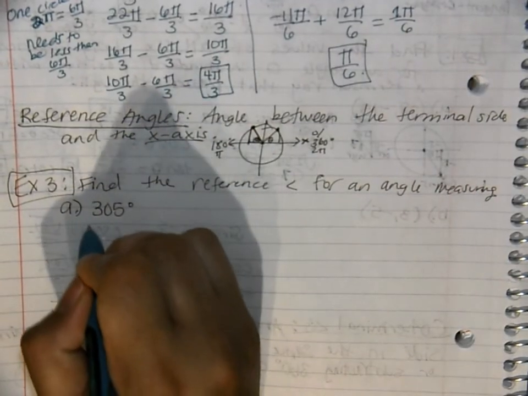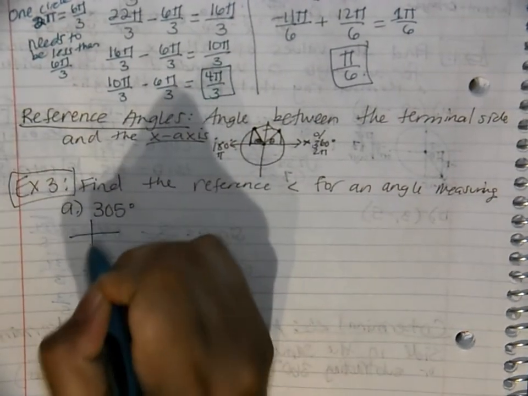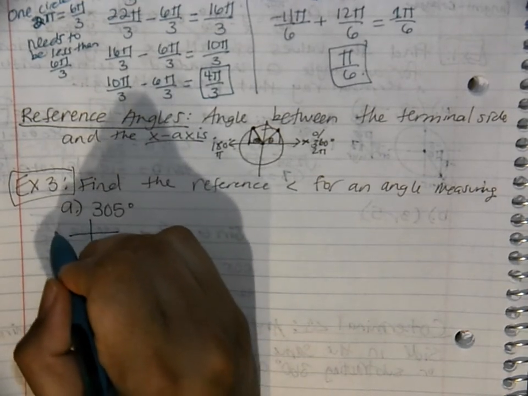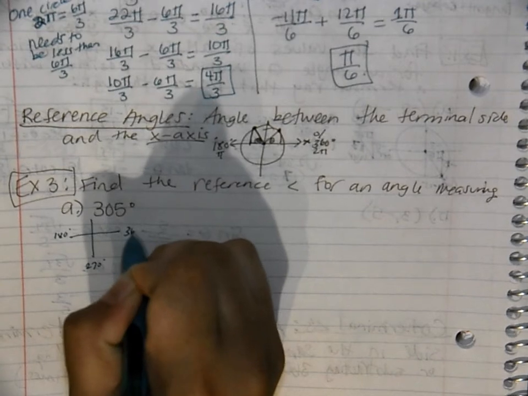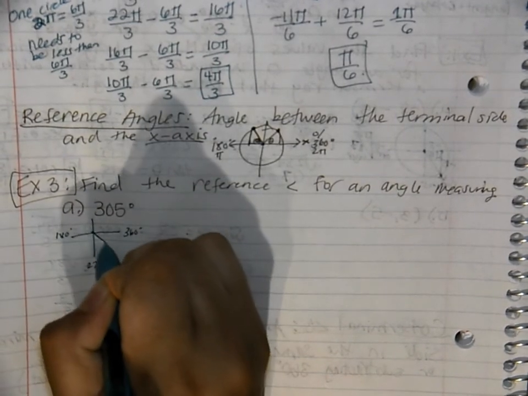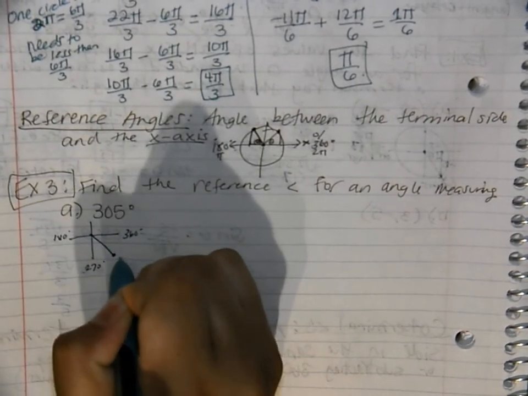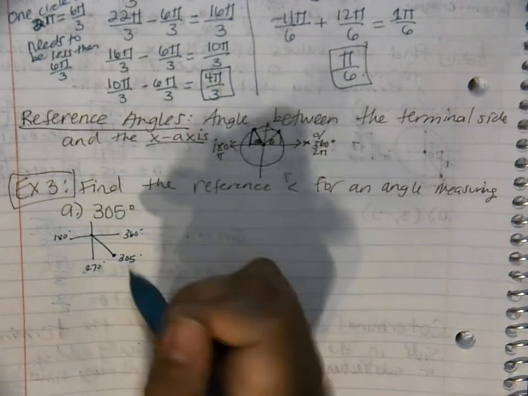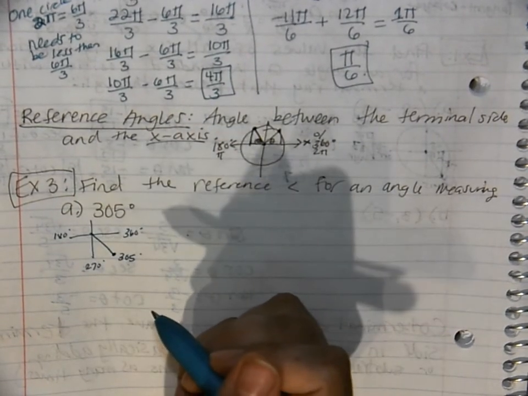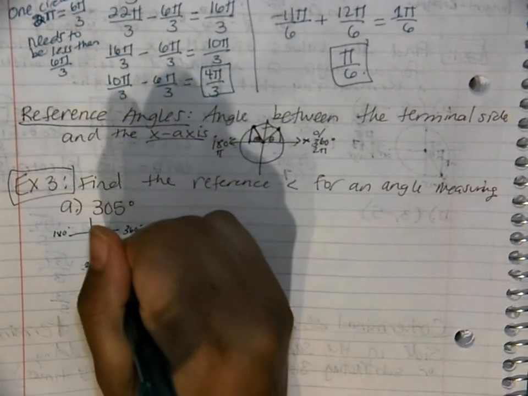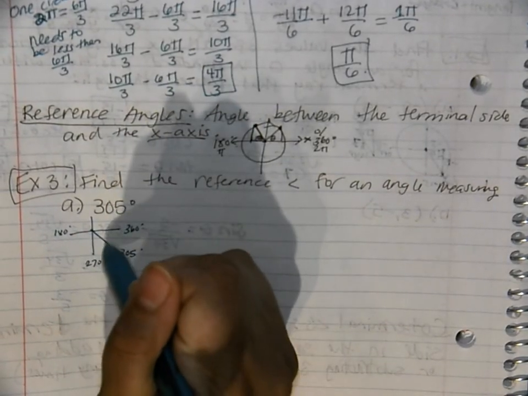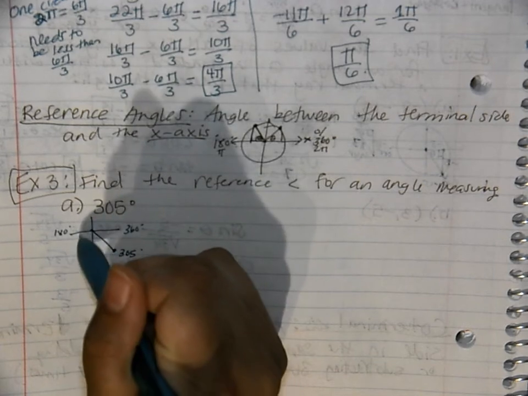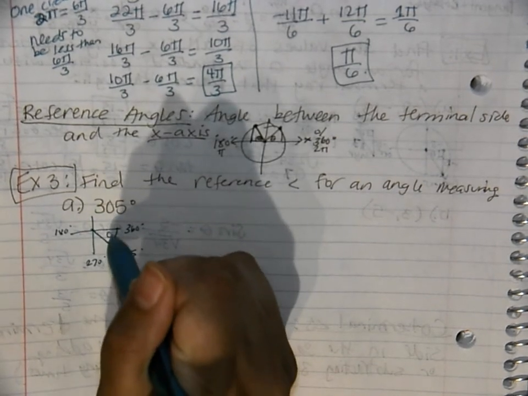So 305, if you think about the quadrants, remember 180 is here, and then there's 270 at the bottom, and this is 360. So 305 would have to be in the 4th quadrant somewhere. It doesn't have to be precise, but we're trying to find its location so that you can find the angle to the nearest x-axis. So to the right side or to the left side, this would be too far. So here is my reference angle.